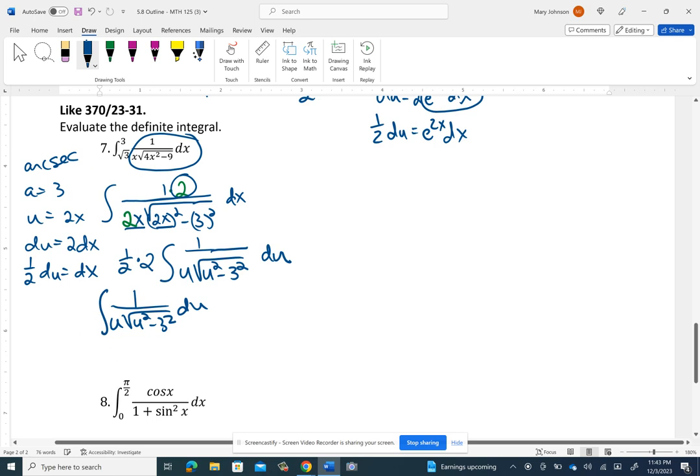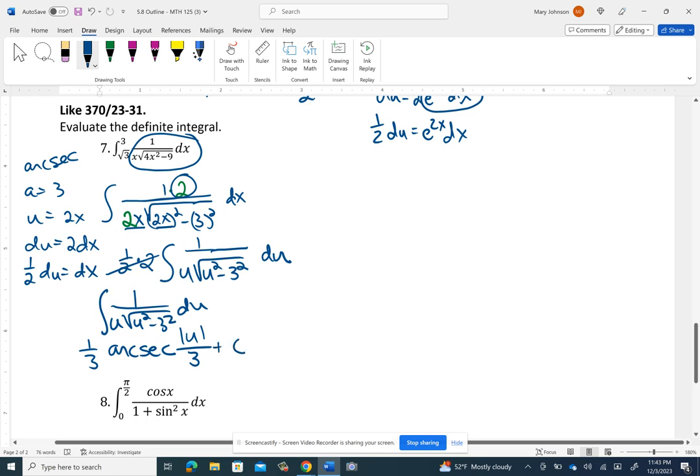Okay, so that's what I'm trying to integrate. And then the 1/2 times 2 would have canceled out. So when I go to integrate that, I'm going to get an arc secant situation. The way you do an arc secant is you do 1 over your a value. So that would be 1/3. And then arc secant of your u in absolute value divided by your a value plus c.